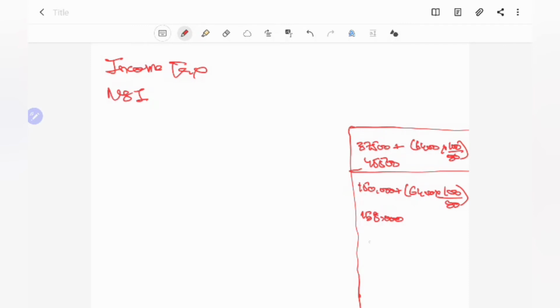Obviously it's going to be 158,000 minus 45,500, which is the gap of 112,500.